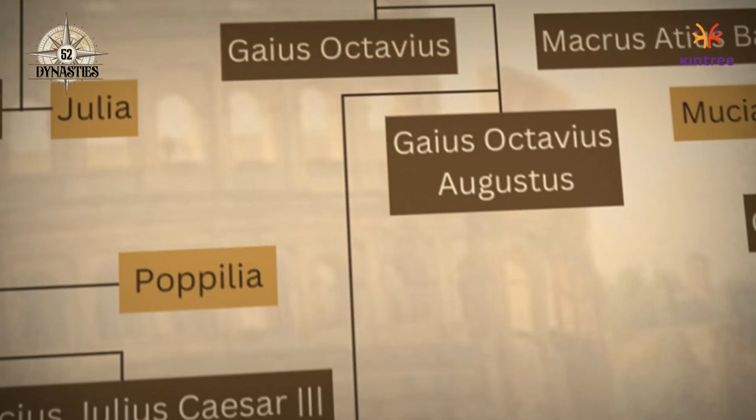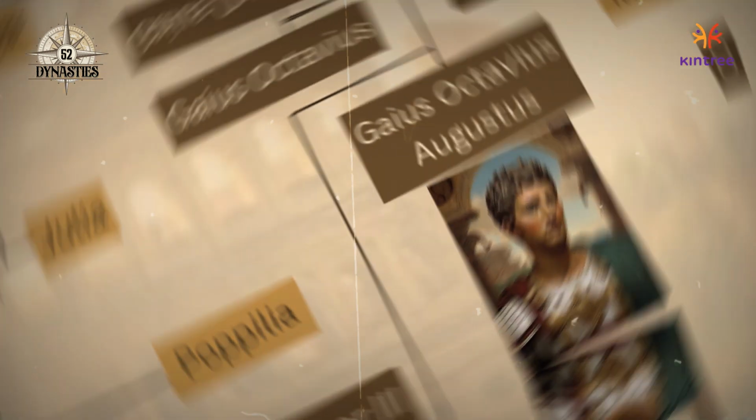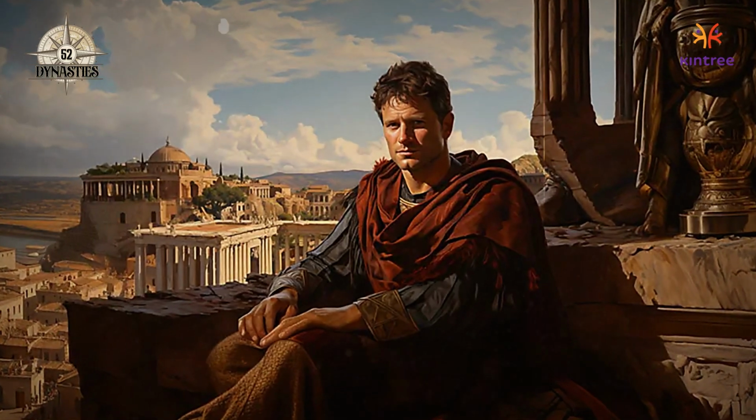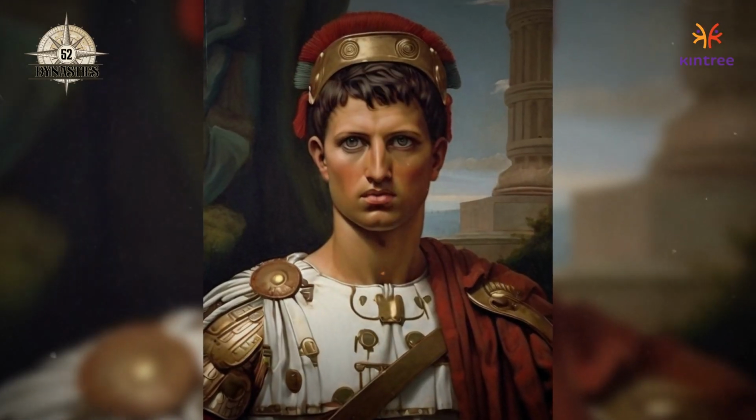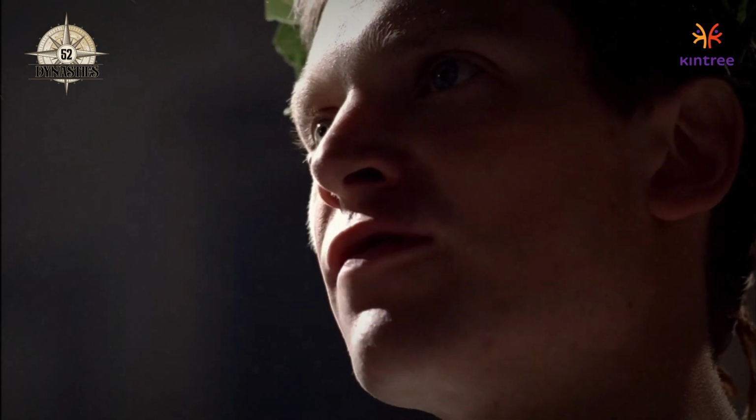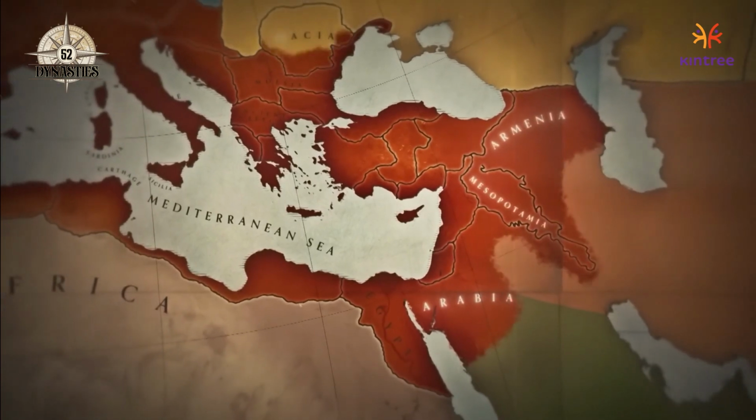But here comes a key player, Octavian, Caesar's nephew and adopted son. Born to Caesar's niece, Atia, Octavian became the first Roman emperor, Augustus. His role was fundamental in transitioning Rome from a republic to an empire.